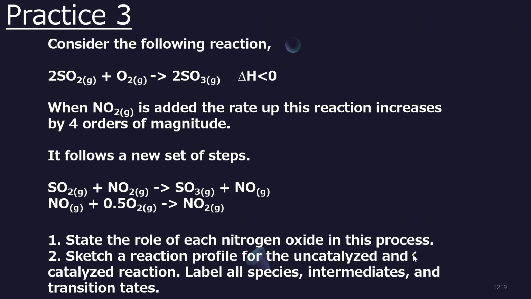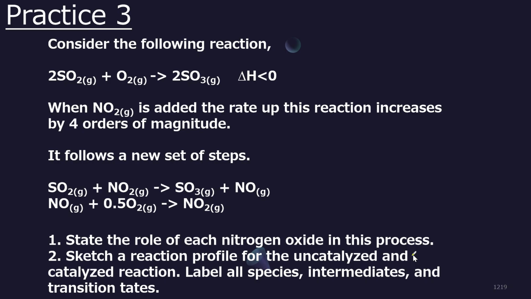And then practice 3, consider the following reaction. 2SO2 plus O2 goes to 2SO3, delta H less than 0, that's exothermic. Now when NO2 gas is added, the rate of this reaction increases by 4 orders of magnitude. That's like 10,000 times faster. It follows a new set of steps.